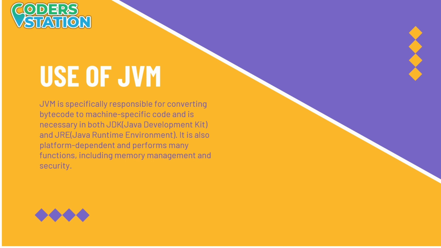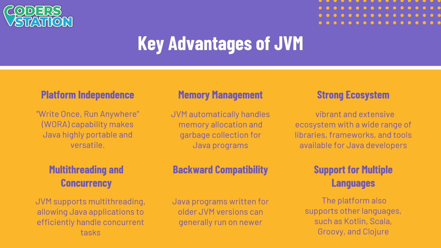Then, what is the main use of JVM? JVM is specifically responsible for converting bytecode to machine-specific code, since the machine cannot understand the human language or the codes written by us. JVM converts them into the language that a machine can understand and it can run on it. And it is necessary in both JDK, that is Java Development Kit, and JRE, that is Java Runtime Environment. In both of them, it is very necessary. It is also platform dependent and performs many functions including memory management and security. There are actually many, but these are the key advantages of JVM.